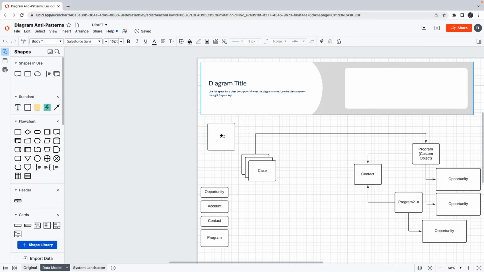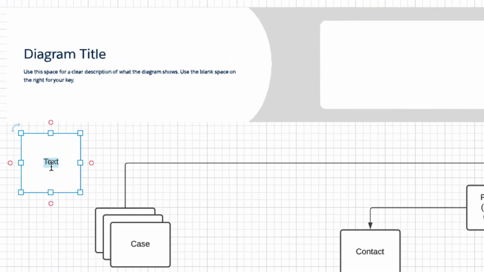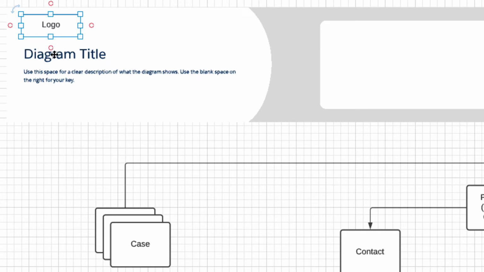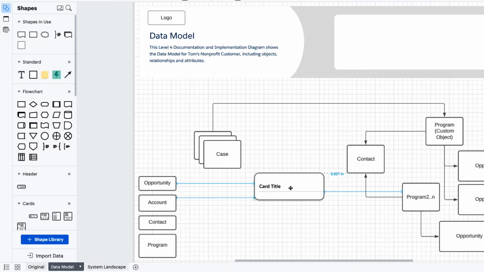All right, now just like in all of our other diagrams, I'm going to add a header. And I'm not going to spend too much time here because you can check out our kit of parts video to learn more about how to build a diagram header. Now let's add some cards for our objects.